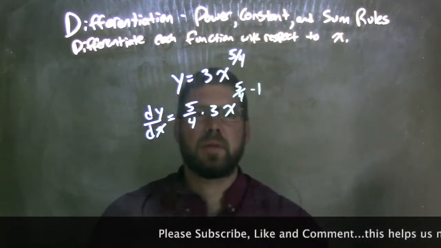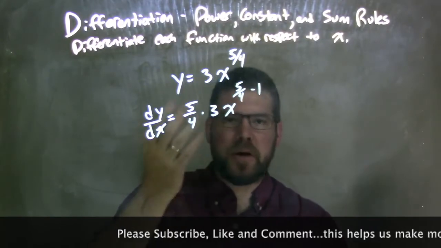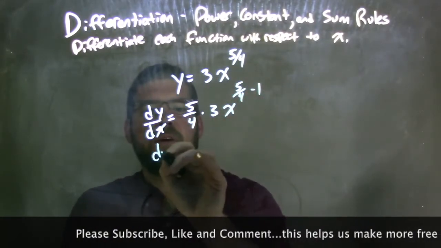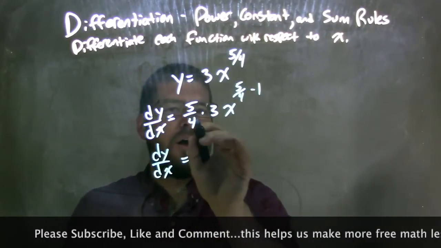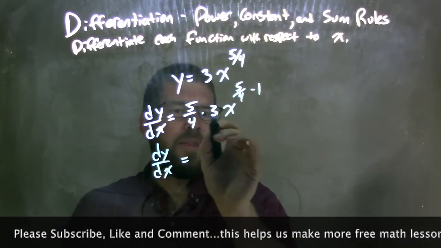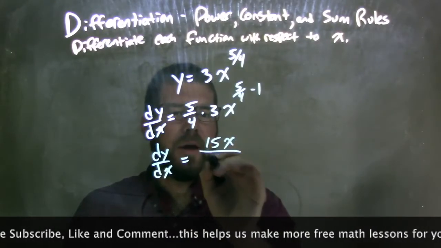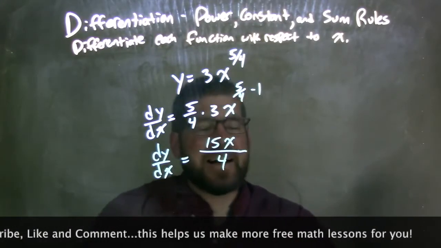minus 1. Okay. So now when I simplify this, I have to be good with my fractions. Multiplying a fraction times a constant, we have dy over dx is equal to 5, the way you multiply that, really that 3 is over the 1, so we have 15x right there over 4, okay? And now it's 5/4 minus 1.